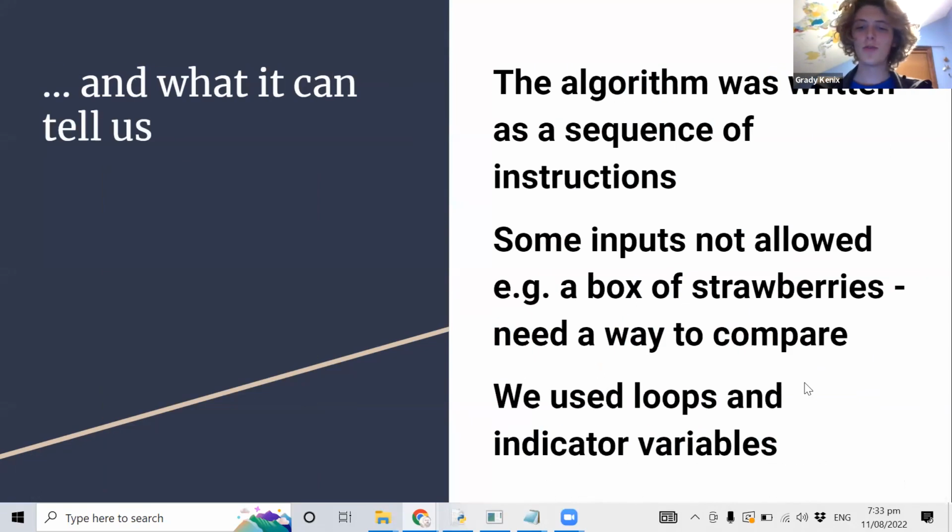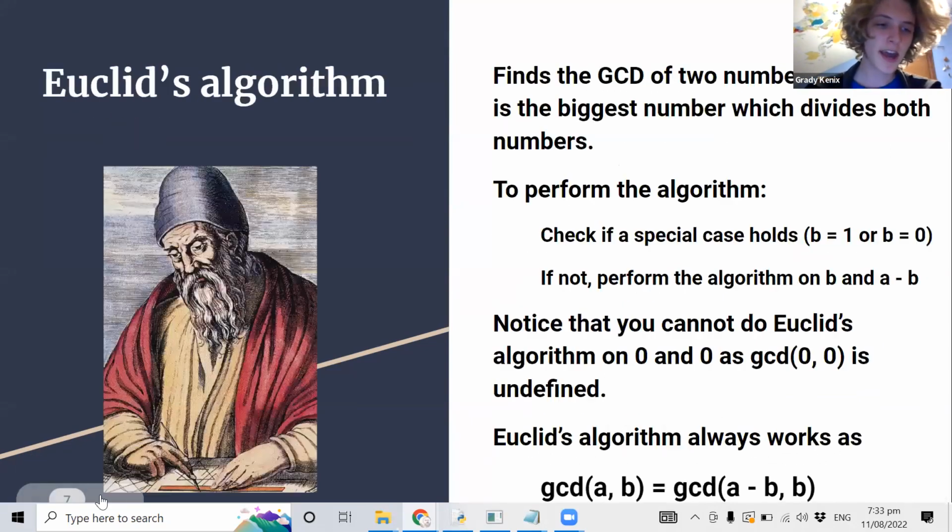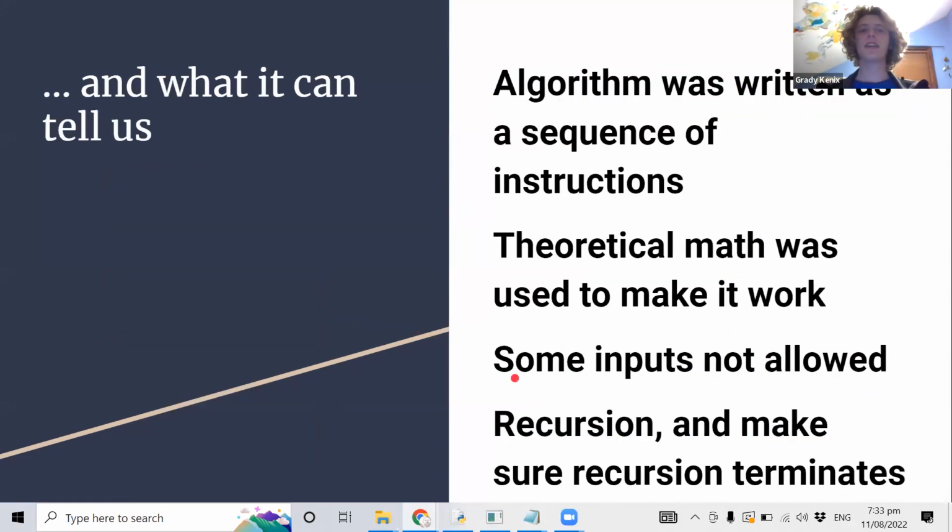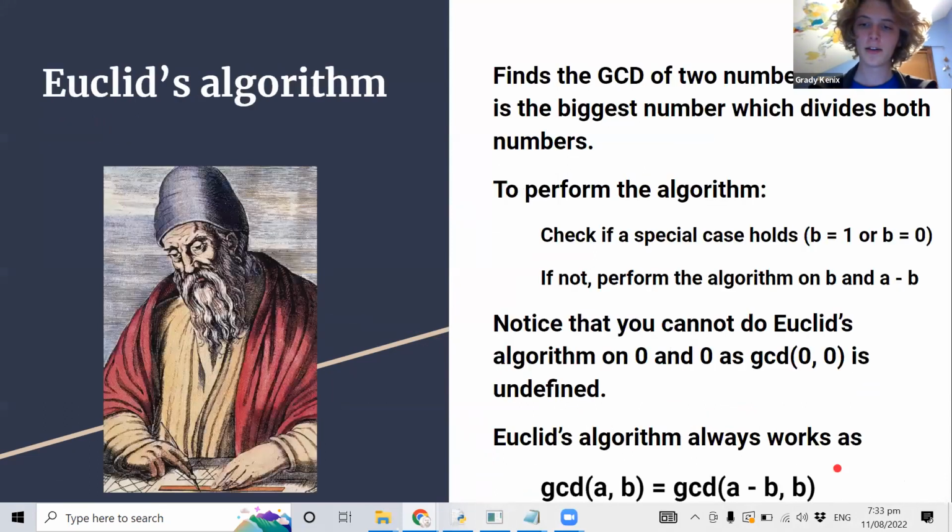And finally, this thing here. In the previous one, we used loops and indicator variables. In this one, we use something called recursion. So recursion was this idea that to perform the algorithm, we simply perform the algorithm. And amazingly, that actually worked. That didn't break our brains or throw any logical errors. To perform the algorithm, you just perform the algorithm.